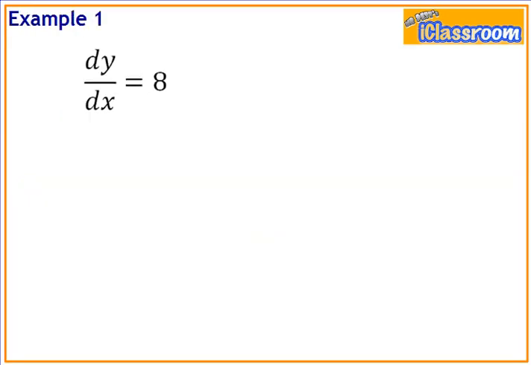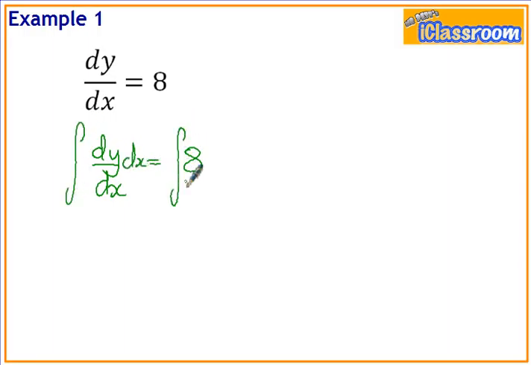So here's our first example. Now in this case there are no variables to separate, so I can just go straight into integration. If I've got dy by dx is equal to 8, I can integrate both sides straight away. Integrate this with respect to x, integrate this with respect to x, and I've got the integral of dy is equal to the integral of 8 dx.